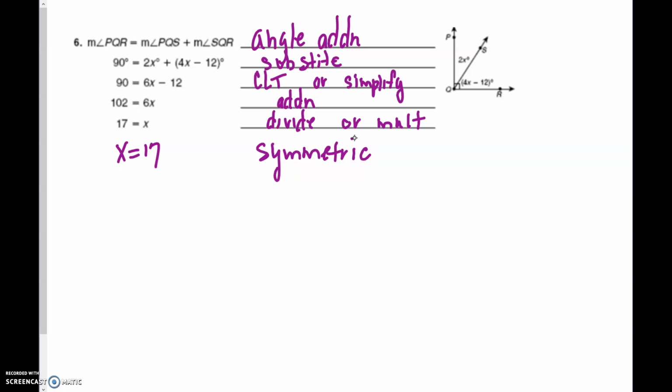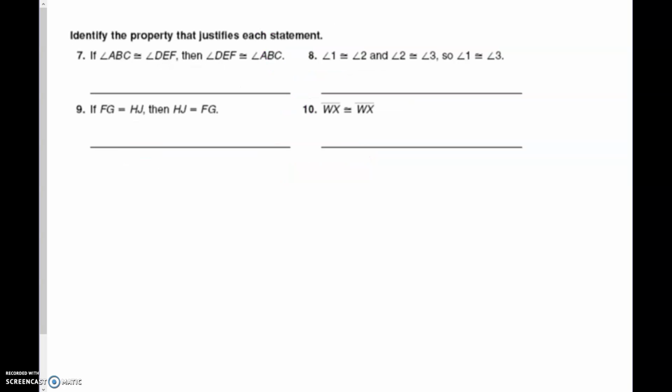Symmetric property of equality. All right, here. So name the property. So in here we've got angle ABC is DEF, and now DEF equals ABC. Well, that's that last one that I just used in that last proof. So this is the symmetric property.